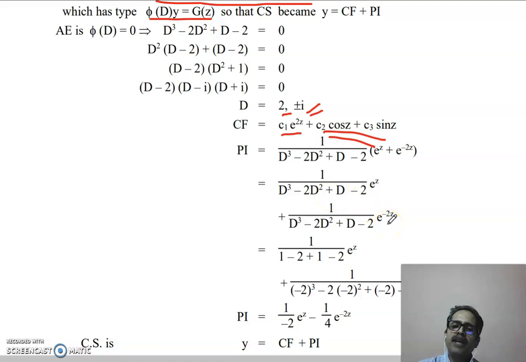While the second term has the same type e raised to ax, the role of x is played by z, and a is minus 2. So we have to put D is a here, that is D is minus 2. You can see that here we are using the shortcut method, because e raised to z and e raised to minus 2z have the type e raised to ax with x replaced by z. So in this way we can get PI.